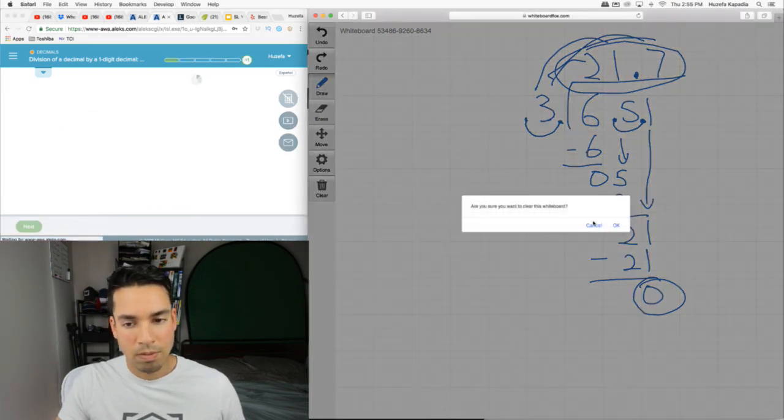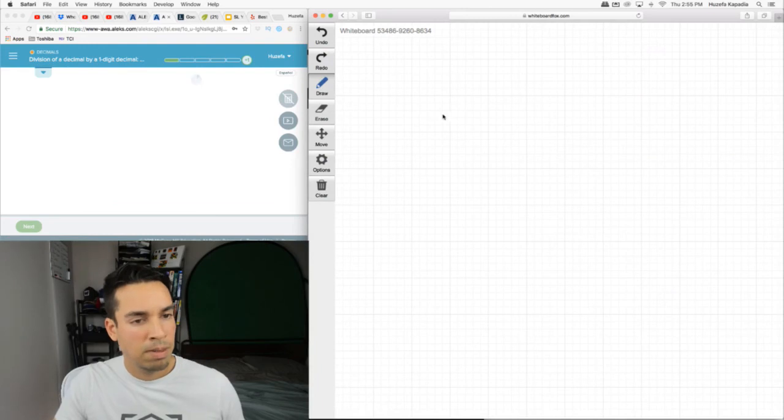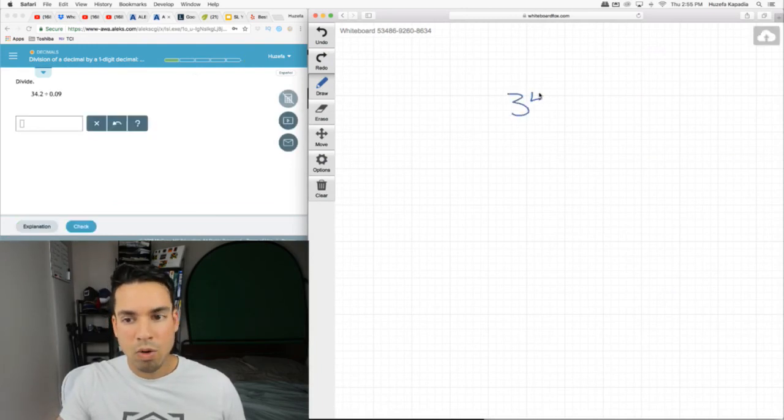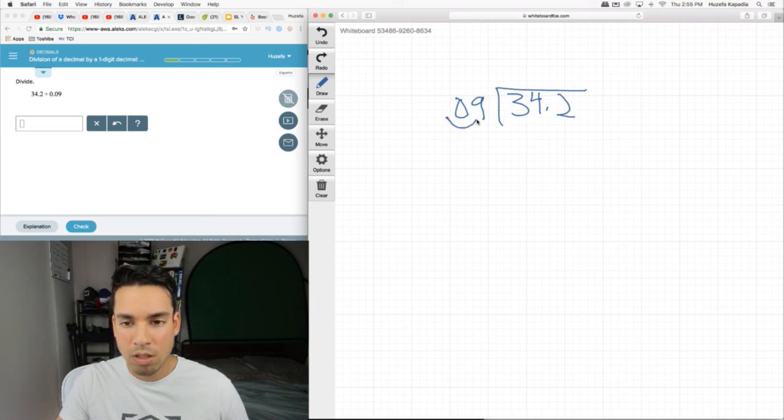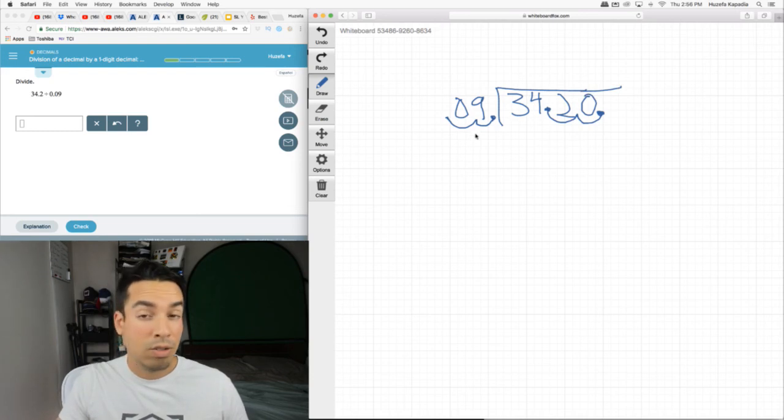Next question. 34.2 divided by 0.09. How do we get rid of all the decimals here? We've got 2 decimal places, so we've got to go once, twice. But what about this one? Well, same thing. We go once, twice. What goes in this empty spot? A 0, of course. And now let's do the division.